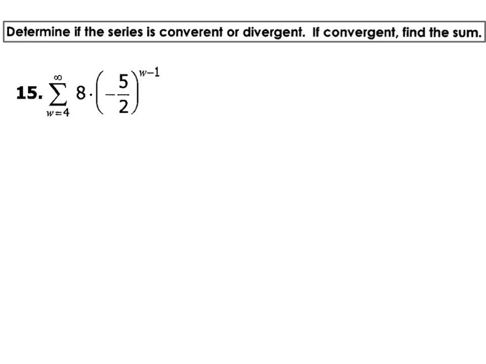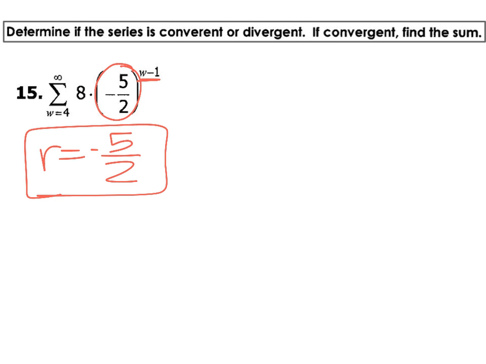All right, last but not least, we've got a geometric series written in summation notation. It's infinite because the symbol above the sigma is an infinity symbol, goes on forever. First thing we need to do is identify our common ratio. We can easily identify it because it's whatever's attached to the n minus 1. So r equals negative 5/2. Common ratio is negative 5/2.